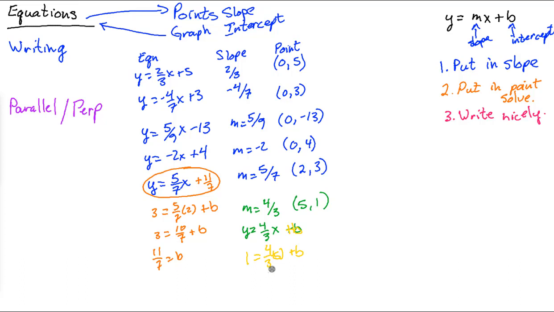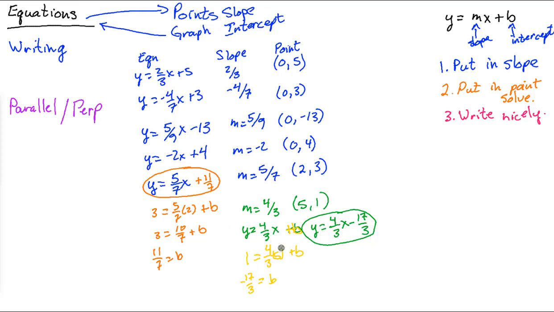This is 20/3, and this is 3/3. So 3/3 minus 20/3, b is going to be a negative 17/3. And then write it nicely. Let's change back to the color, and we get y equals 4/3 x minus 17/3. And now we have an equation of the line. Isn't that slick? A lot of people have done this, and you can do this over and over and over, and you can solve it all this way.